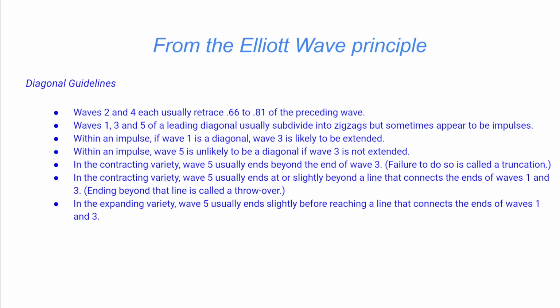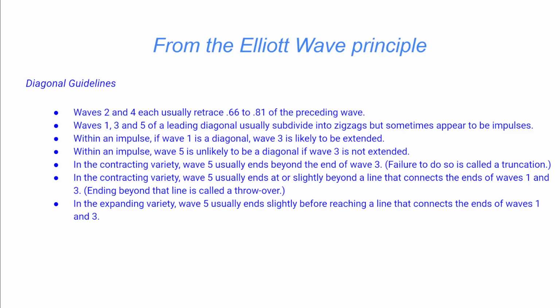Within an impulse, if wave 1 is a diagonal, wave 3 is likely to be extended. Within an impulse, wave 5 is unlikely to be a diagonal if wave 3 is not extended. In the contracting variety, wave 5 usually ends beyond the end of wave 3. Failure to do so is called a truncation.